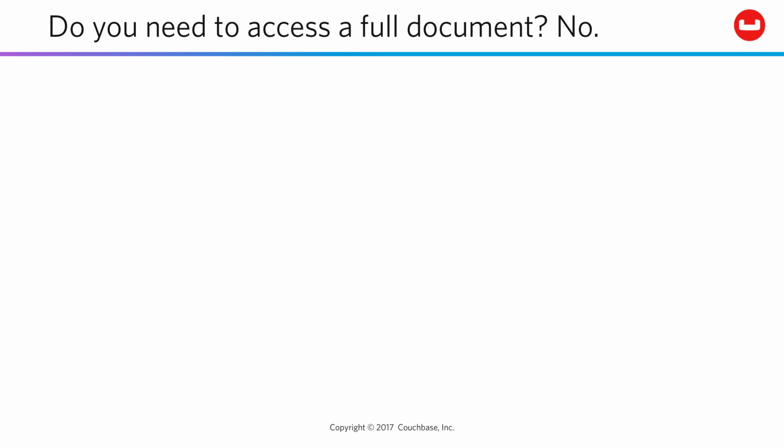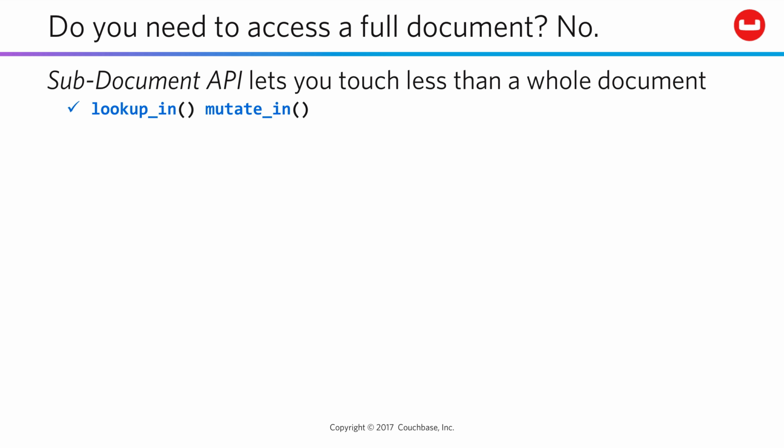Now, another aspect of this unified programming model is that you don't need to access full documents. A document in Couchbase can be up to 20 megabytes, and depending on the model you design, you may not want to move something that large across the network. The subdocument API allows you to look up and mutate values at a specified path within a document without getting the whole thing.